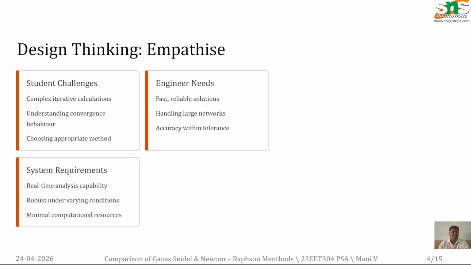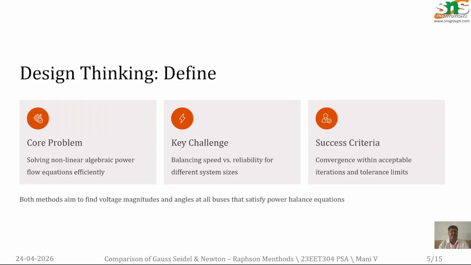At the empathize stage, we have a lot of questions. How do we understand the behavior of convergence, and how many iterations have to be calculated? How fast is it, and is it a reliable or unreliable solution? How do we handle a large network, what about the accuracy and the tolerance, and is it suitable for real time or not? So we have n number of questions in the empathize stage.